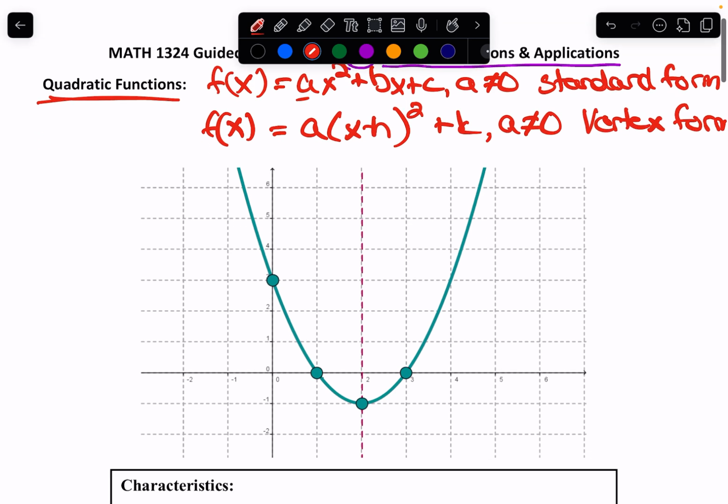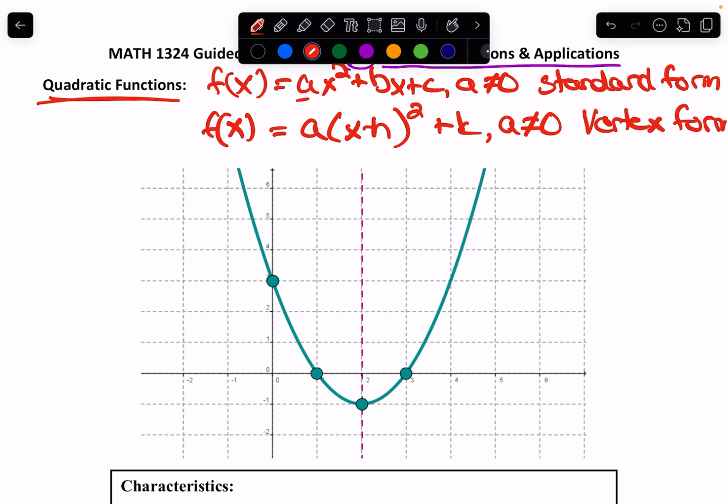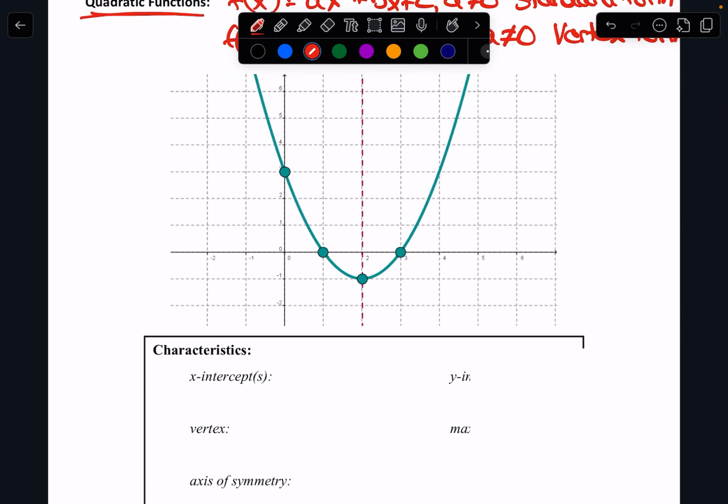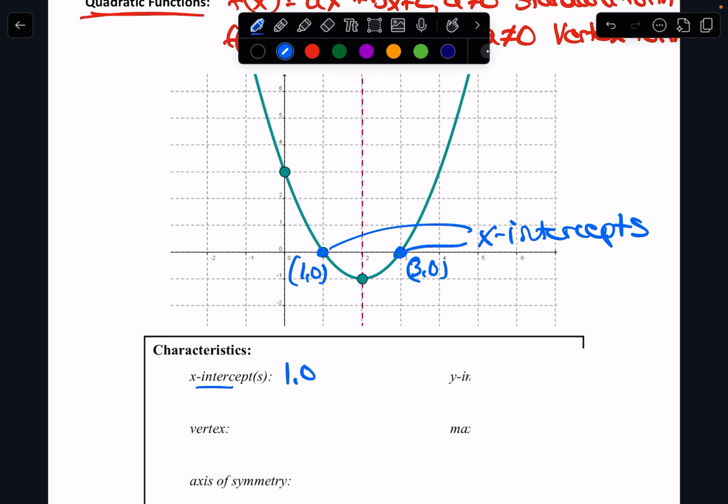Now, we have a quadratic function right here. And we're going to go ahead and go over some of the characteristics of this quadratic function. So first, we're going to look at x-intercepts. X-intercepts are the points where it crosses the x-axis. So we have 1, 0, and 3, 0. Both of these are the x-intercepts. So 1, 0, and 3, 0.